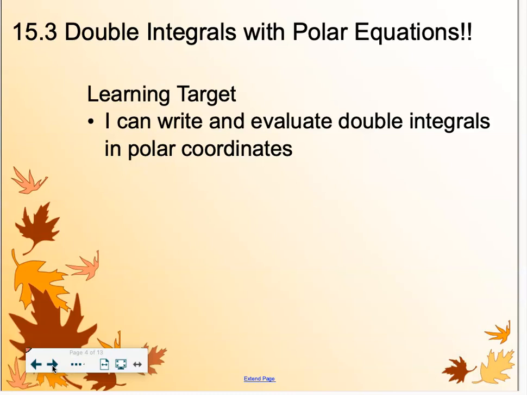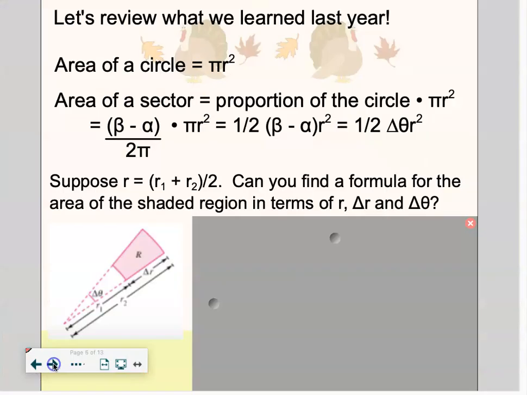All right. So 15.3, double integrals with polar equations. So, reviewing what we learned last year. You don't have to write this down. Area of a circle is pi r squared. Okay, everyone's comfortable with that. So, do you guys remember, let's see if you remember this. When you are approximating area under a curve, you approximate it with rectangles, right? You break the curve into rectangle chunks. You add all the rectangles together. To find exact area, you take the limit as the number of rectangles approaches infinity, right?